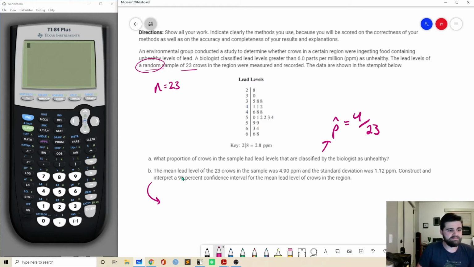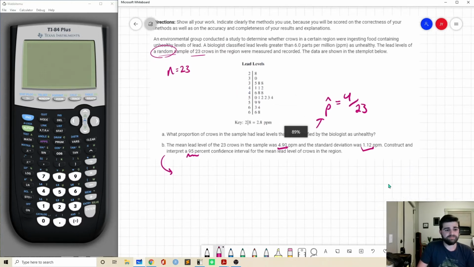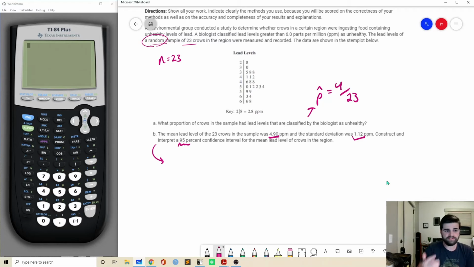Part B says the mean lead level of these 23 crows was 4.9. You could probably check that with all of these numbers if you want to. Standard deviation was 1.12, again in parts per million. So let's see if we can create a 95% confidence interval for the true mean lead level of these crows. Before we get started, let's pick out our statistics here.